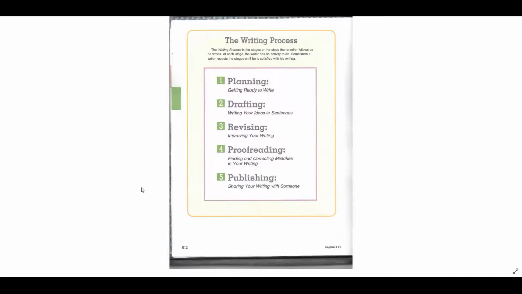So I'll put this on the screen first for you to see. We're working on a personal narrative this week, and so we're going to start today. Now, this is the writing process. It is the stages or the different steps that a writer will follow as he writes. In each stage, there's something for you to do, and sometimes you'll have to repeat it each time. But the first thing we do is what we're going to do today.